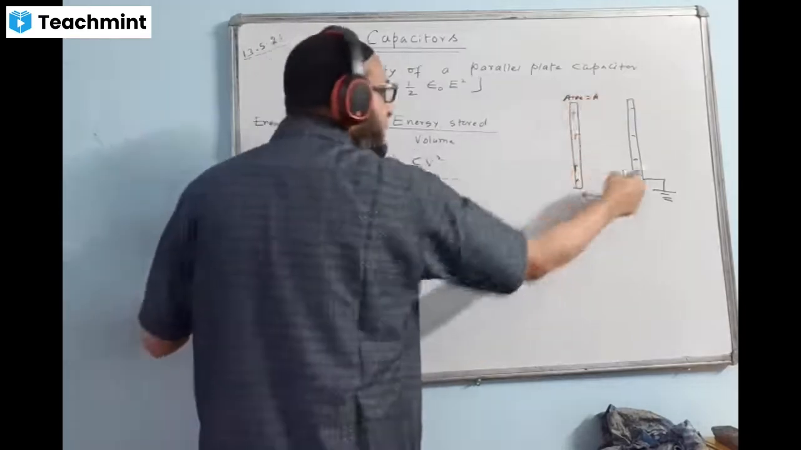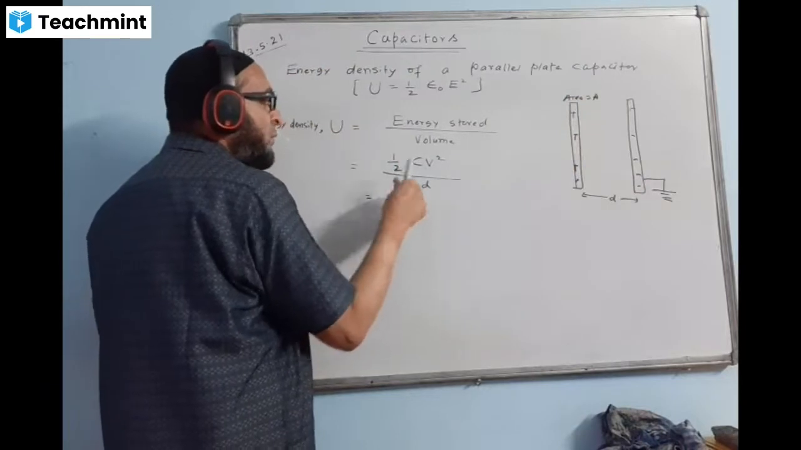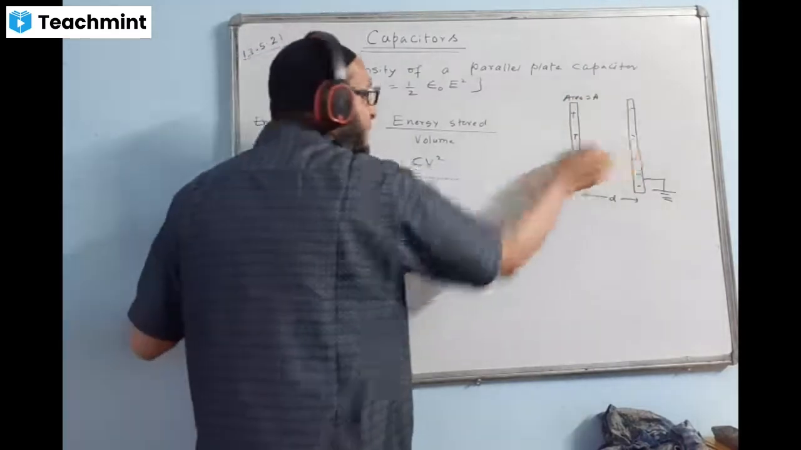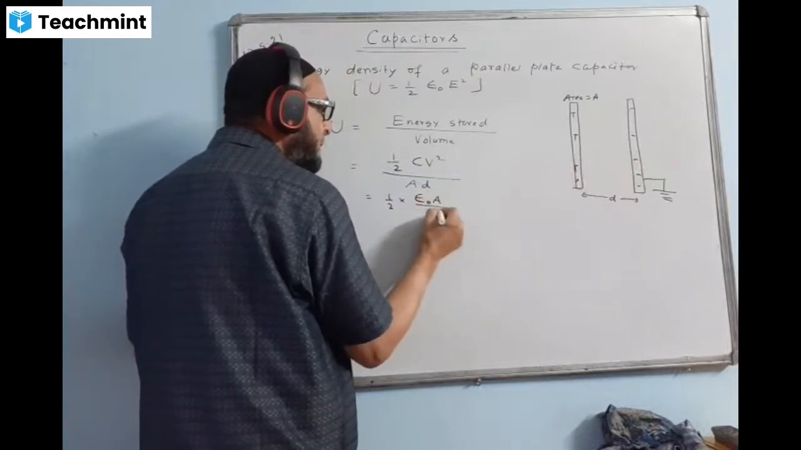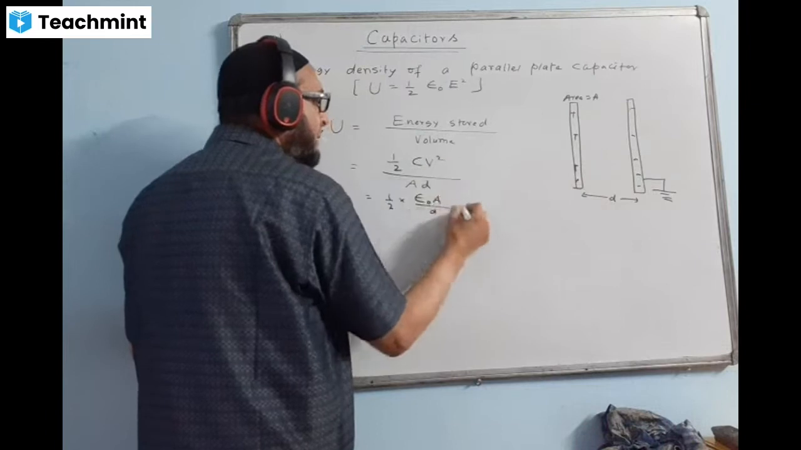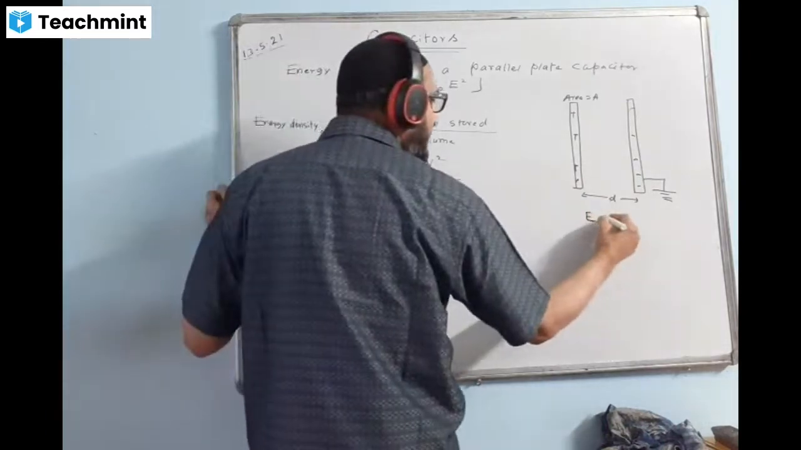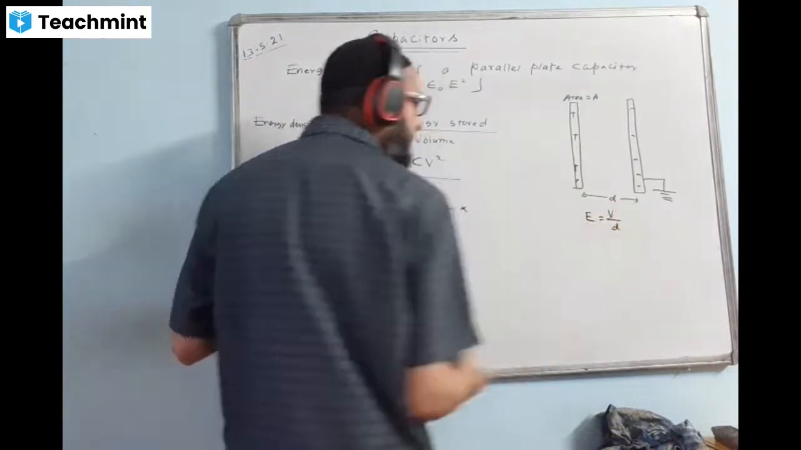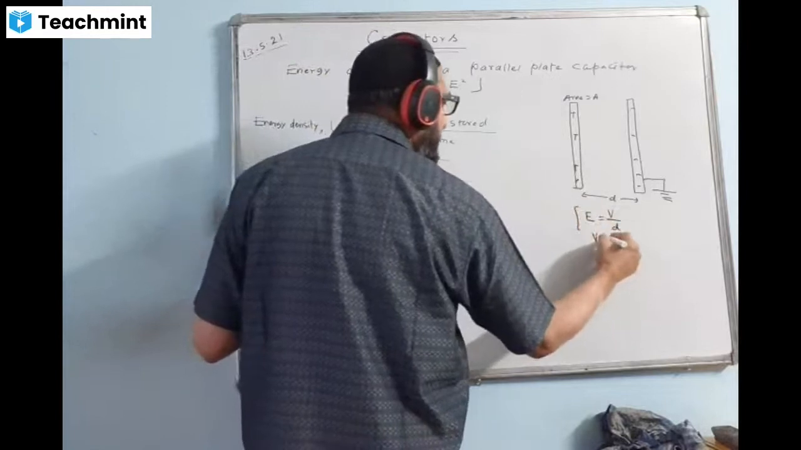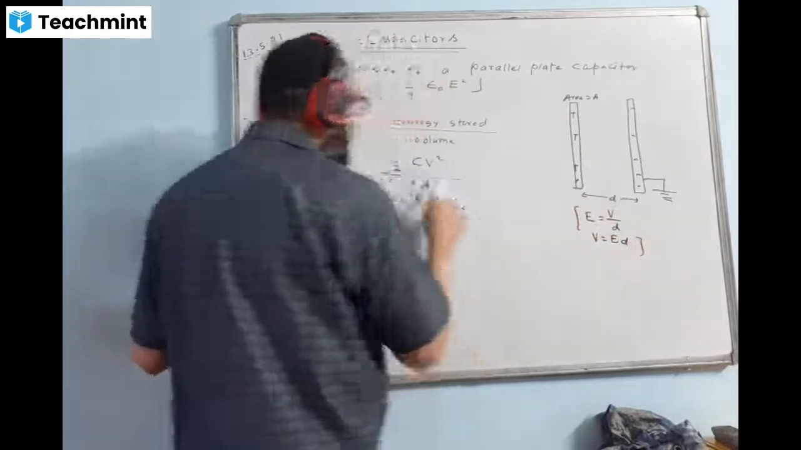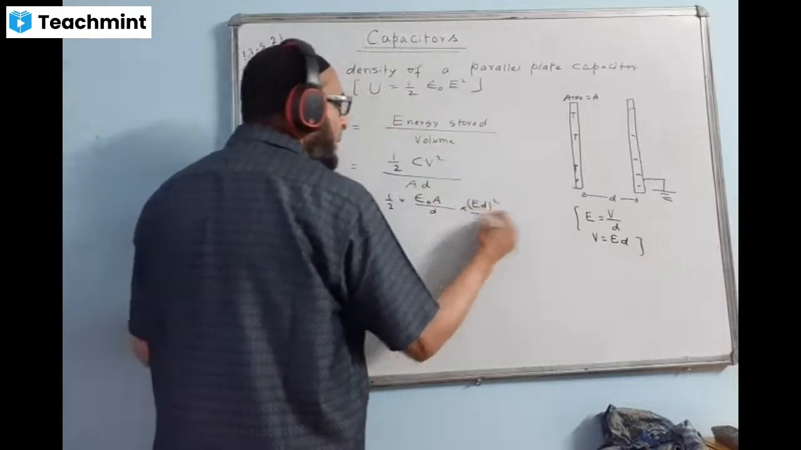So I'll write half into C. What is the formula of capacitance of a parallel plate capacitor? The formula goes like this: epsilon naught A by D. And V we will change in terms of electric field. Electric field is volt per meter, volt by distance. Therefore, V is equal to E into D. So the value of V I put here, E into D, with a square, upon A and D, which I write below.